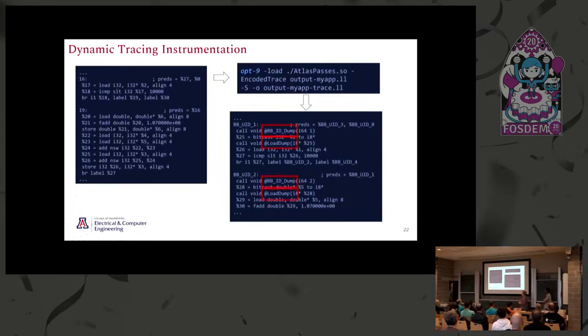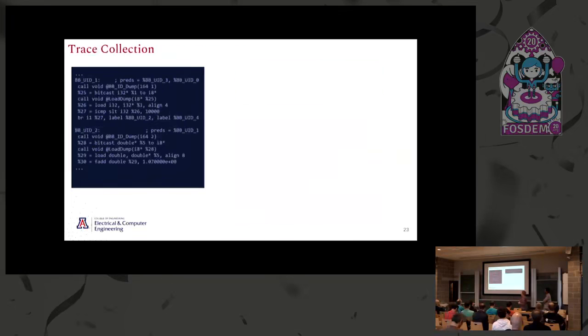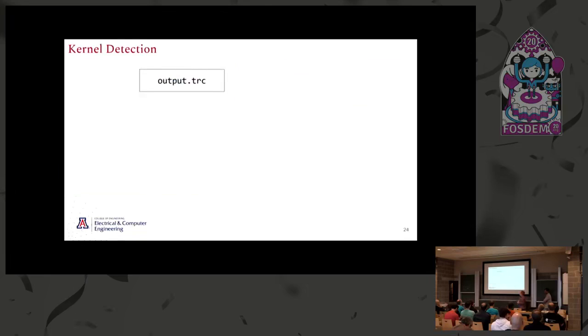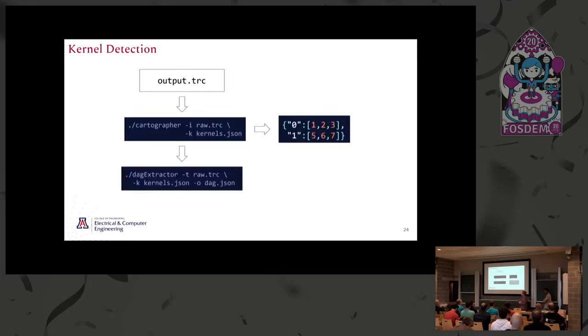And then that gets linked in the back end. So we compile the tracer binary. We run that binary, and running that binary produces the output trace of the application. And what we can do then is use Trace Atlas's kernel detection mechanisms to detect which basic blocks in the original code are considered kernels by their definition, as well as what the producer-consumer relationships were between those various kernels. So we can see here that we have two kernels, basic blocks 1, 2, 3, and 5, 6, 7, and then kernel 1 consumes from kernel 0.